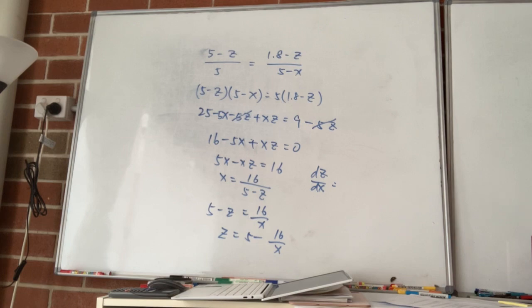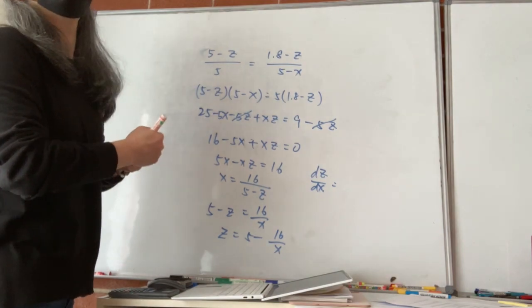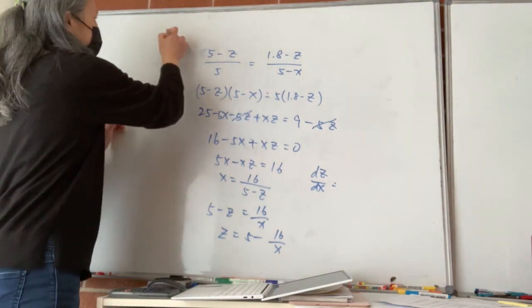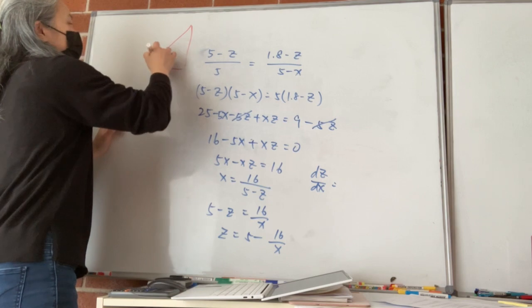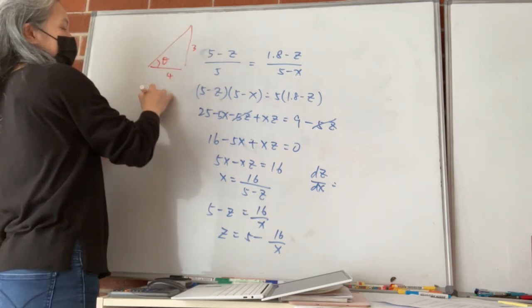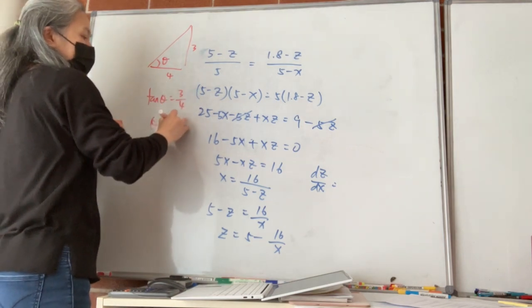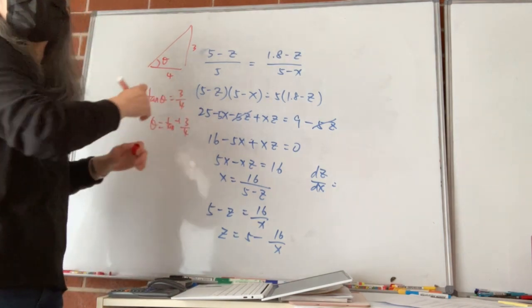What do you do this time? Oh, tan inverse. That means the angle, tan theta is equal to. So what it means is this is the angle theta, this is 3 on 4. So that means tan theta equal to 3 on 4. That means theta equal to tan inverse of 3 on 4, just like in the calculator.